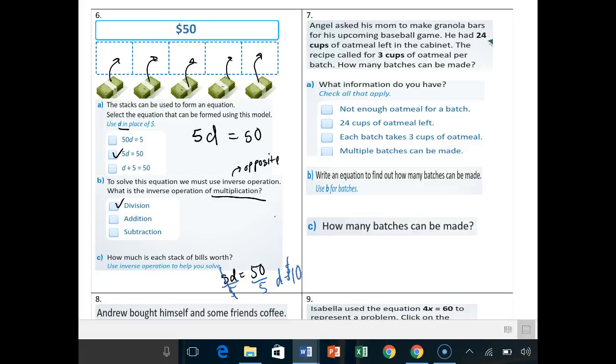Number 7. Angel asked his mom to make granola bars for his upcoming baseball game. He had 24 cups of oatmeal in the cabinet. The recipe called for 3 cups of oatmeal per batch. How many batches can be made?